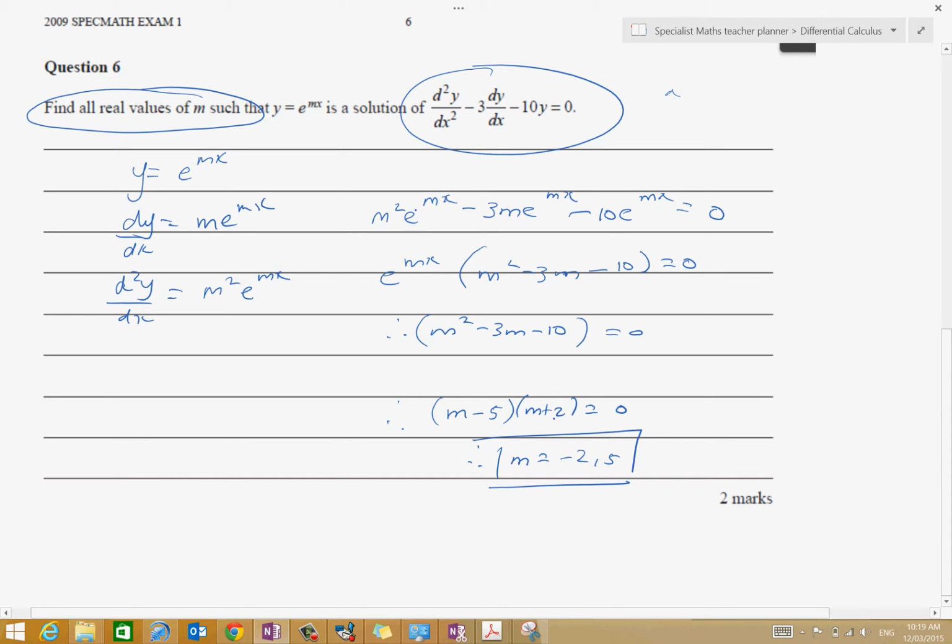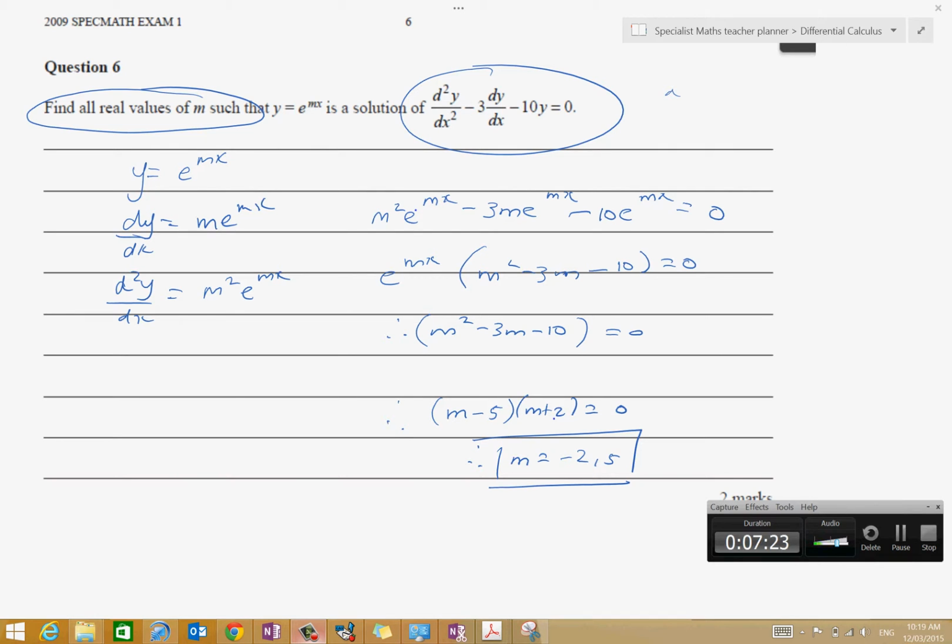How long did it take? 5 minutes 38 it was, so less than 2 minutes. Yeah? I've just bought myself 1.5 minutes in the exam. Or what's that? Yeah, but it's 3 minutes. Yeah, but I was at 5 minutes and 38 seconds.